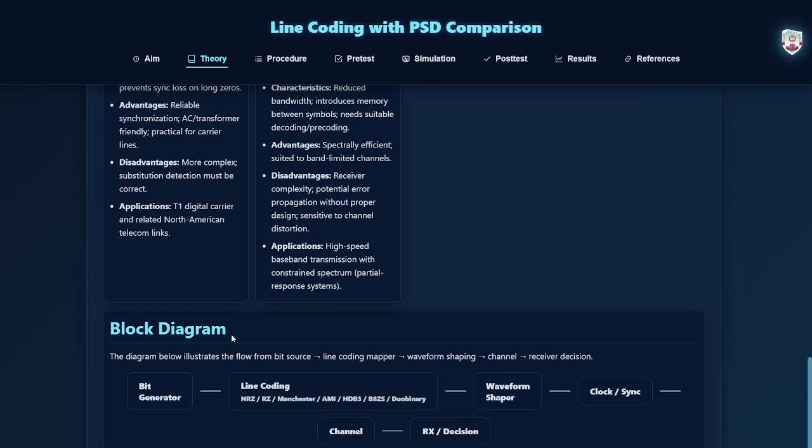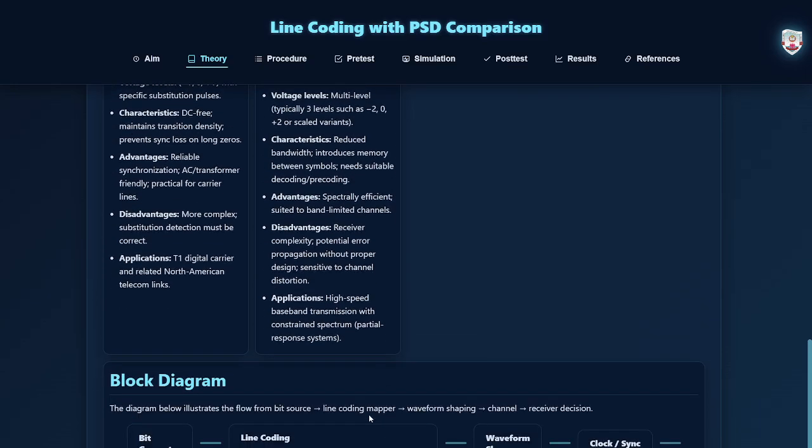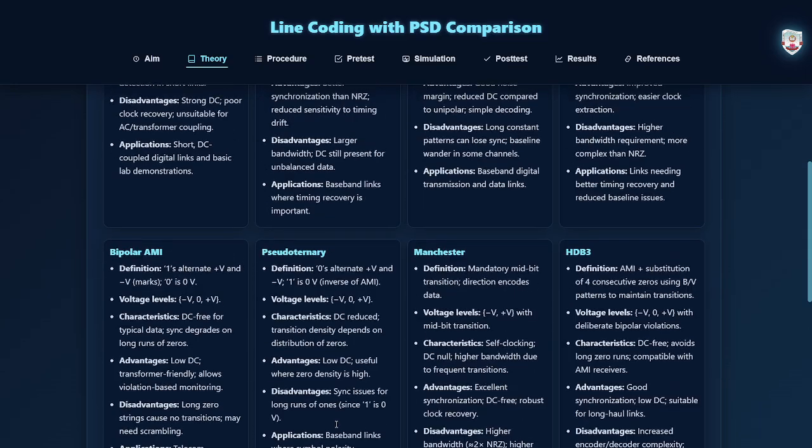Block diagram. Now, let us look at the block diagram of the system. The block diagram shows the overall flow of the communication process. It begins with a bit generator, which produces the binary input sequence. The data is then passed to the line coding mapper, where the selected coding technique converts the bits into a coded signal. Next, the signal goes through the waveform shaper, which generates the final waveform representation. After that, the signal passes through the clock or synchronization block, ensuring proper timing during transmission. The signal then travels through the communication channel, and finally the receiver makes a decision to recover the transmitted data. This block diagram helps us understand how digital bits are converted into physical signals for transmission.